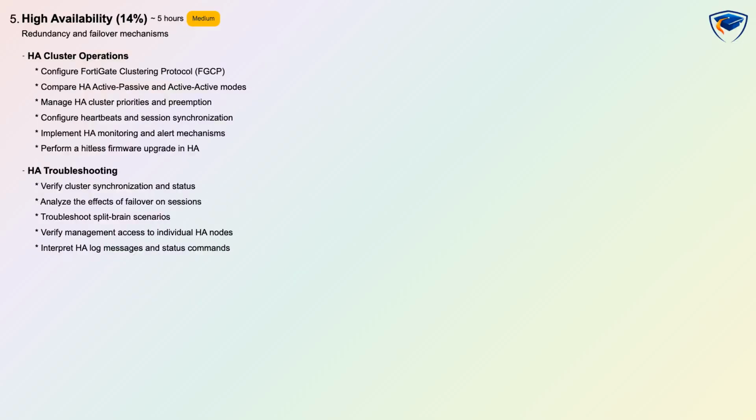High availability is 14%, medium difficulty, and recommends 5 hours of hands-on and conceptual study. You will configure FortiGate clustering protocol and compare active-passive with active-active modes while managing priorities and preemption. Key skills include configuring heartbeats, session synchronization, HA monitoring and alerts, and performing hitless firmware upgrades. You will also troubleshoot cluster synchronization, split brain scenarios, management access to nodes, and interpret HA logs and status commands.